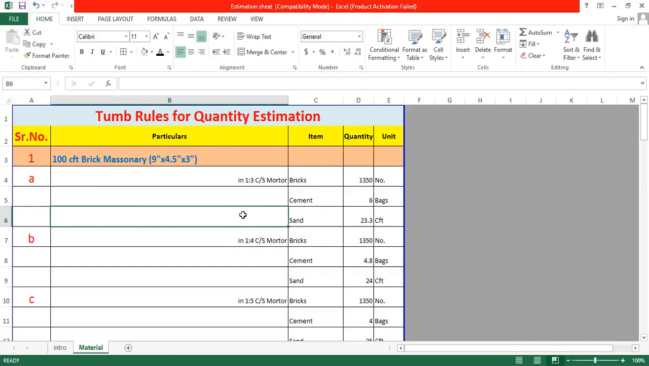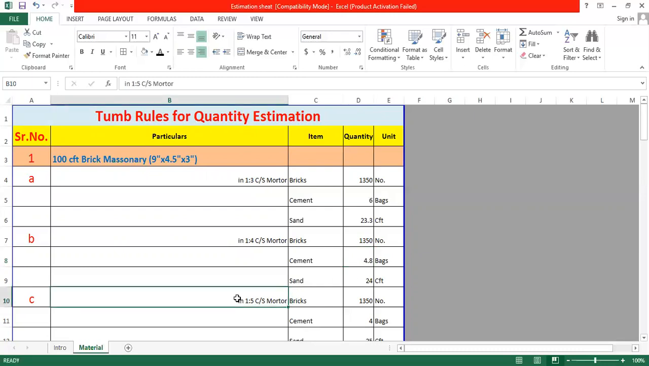These benchmark values are calculated based on past experience and a lot of calculations. Now if you use the cement sand mortar as 1:4, in which 1 is the cement and 4 is the sand, the number of bricks required will be 1350, the cement required will be 4.8 bags, and the sand required will be 24 CFT. Remember, one bag of cement is equal to 1.25 CFT.